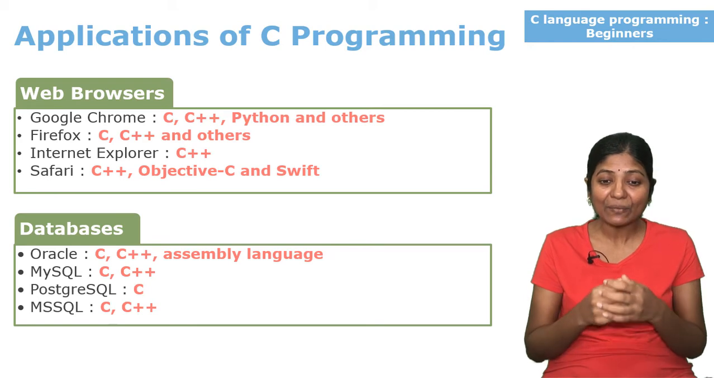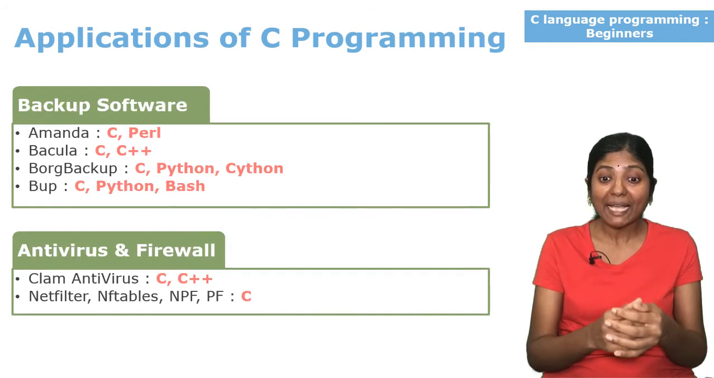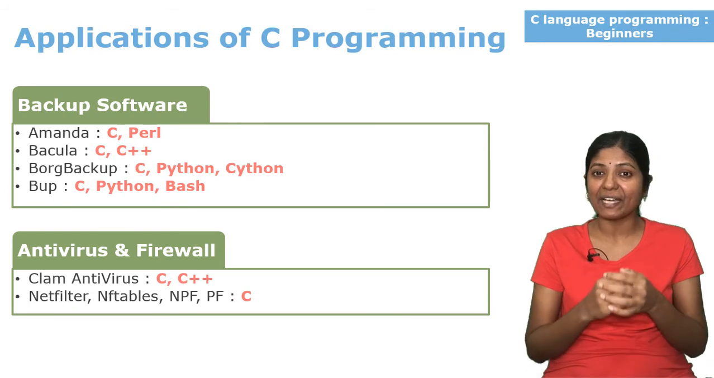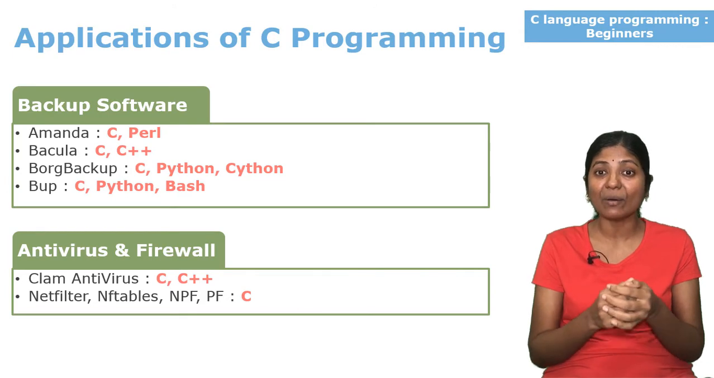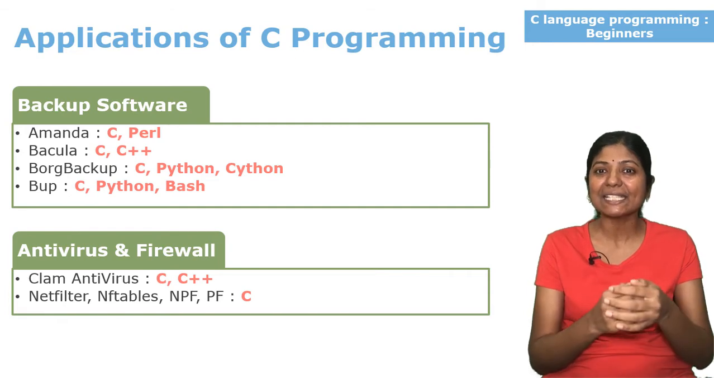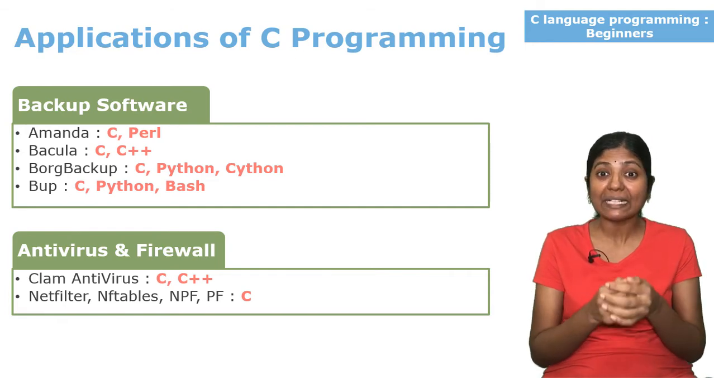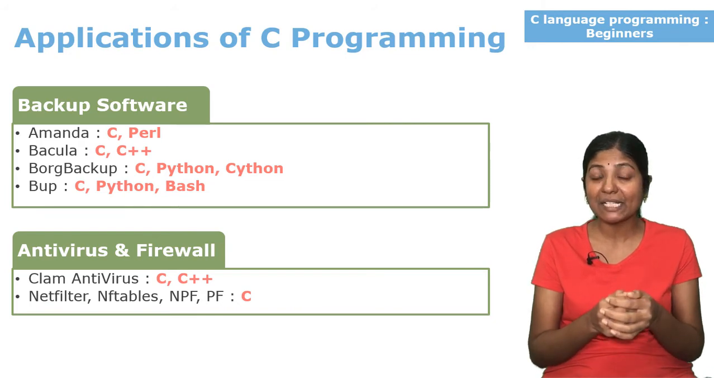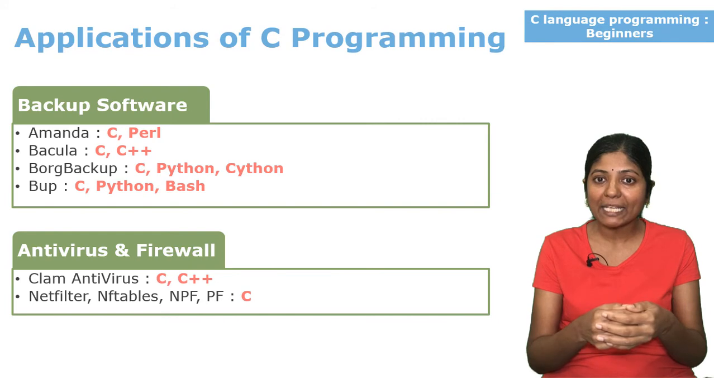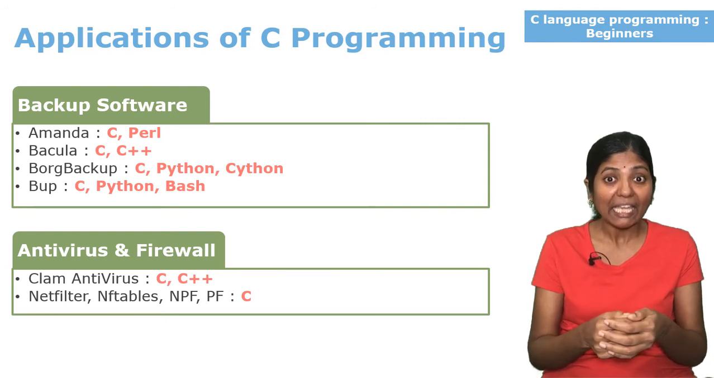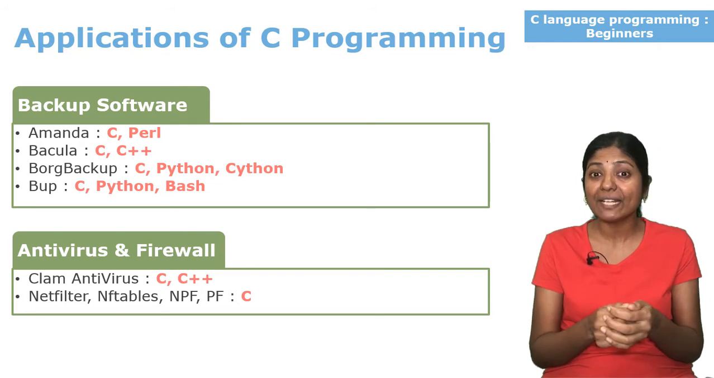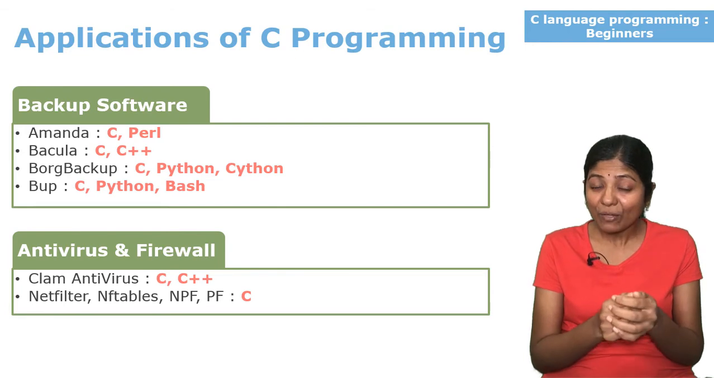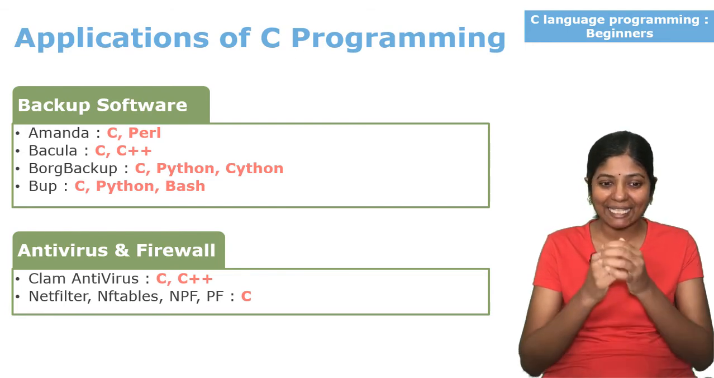Okay, let's continue with the applications of C programming. Backup software, antivirus and firewall software. We already know that backup software, antivirus and firewalls all come under utilities, which are examples of system software. Using backup software, we take a backup of our data. It means we take a duplicate copy of our original data, so that if we lose the original data, we can make use of the duplicate copy to prevent the loss of our data. Backup software can also be developed using C language.